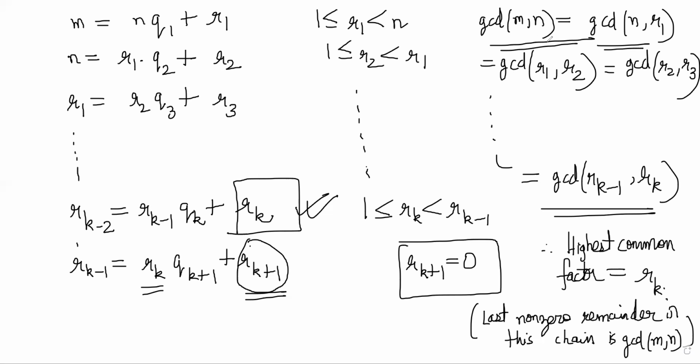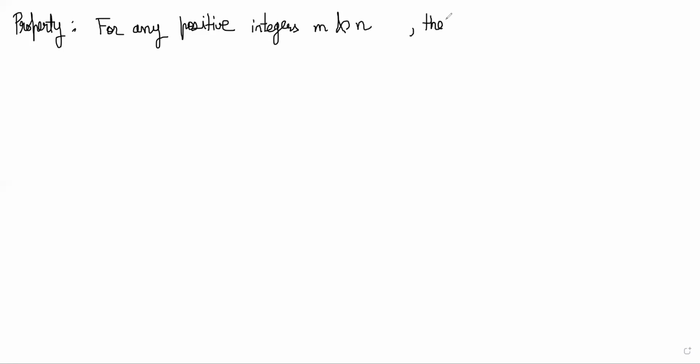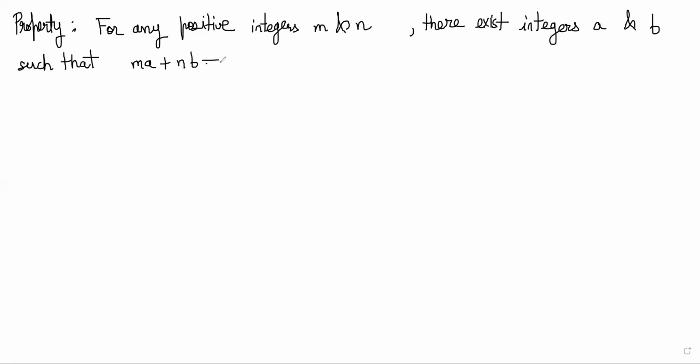Now let's look at another property. This is a very important one, so just keep this in mind. For any positive integers m and n, there exist integers a and b such that ma plus nb will always be equal to GCD of m and n.